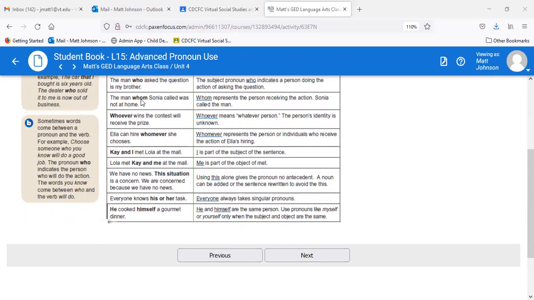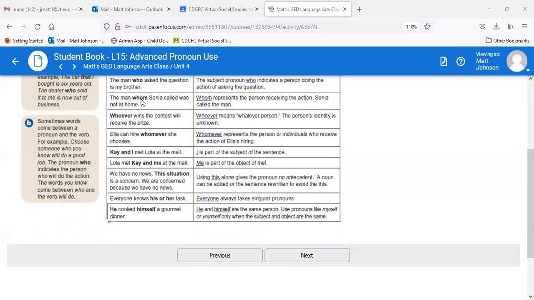Whoever wins the contest will receive the prize. Whoever means whatever person. The person's identity is unknown, so we use whoever. Ella can hire whomever she chooses. Whomever represents the person or individual receiving the action of Ella's hiring. So there's the difference. Whoever is the subject pronoun, whomever the object pronoun.